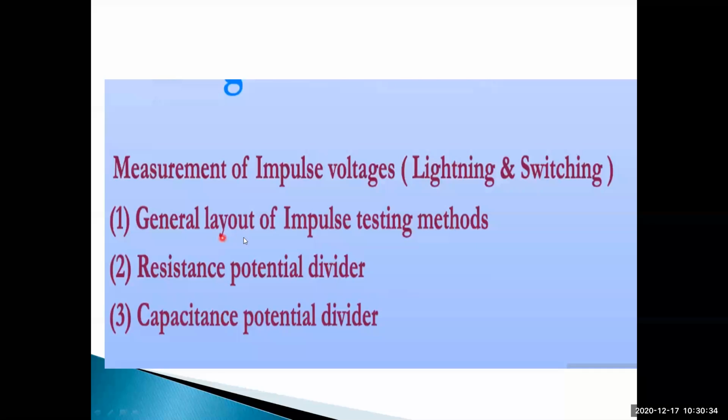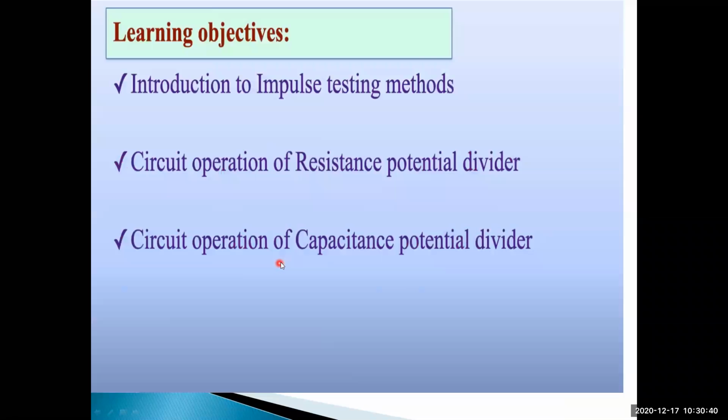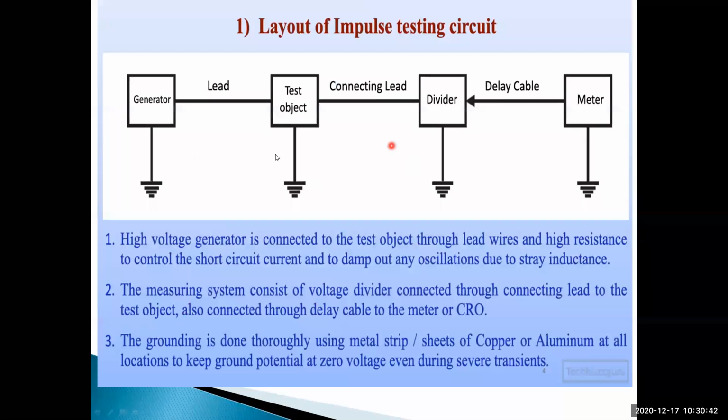So the general layout of the impulse testing method is completed, and then the resistance potential divider and the capacitance potential divider. Let's consider just one to two minutes. Generator, test object, divider, meter. This is the general layout of the impulse testing method. The generator generates very high impulse voltages, and the test object may be an insulator, circuit breaker, relay, whatever it may be.